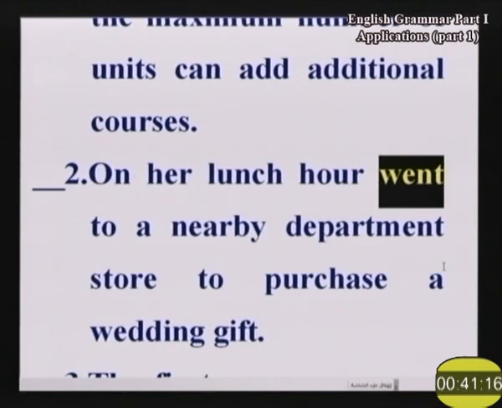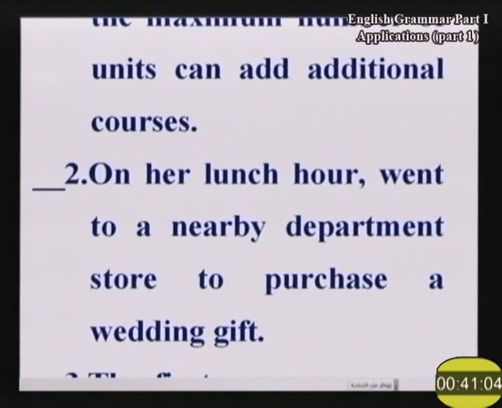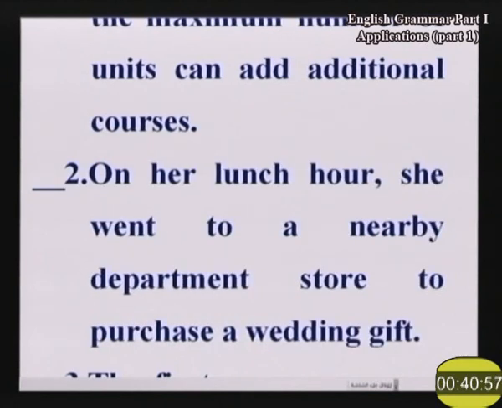هنا I do not have a subject فممكن اقول ايه؟ on her lunch hour, comma لان انا عندي her يبقى السبجكت لازم يبقى ايه؟ she. she went to a nearby department store to purchase a wedding gift.